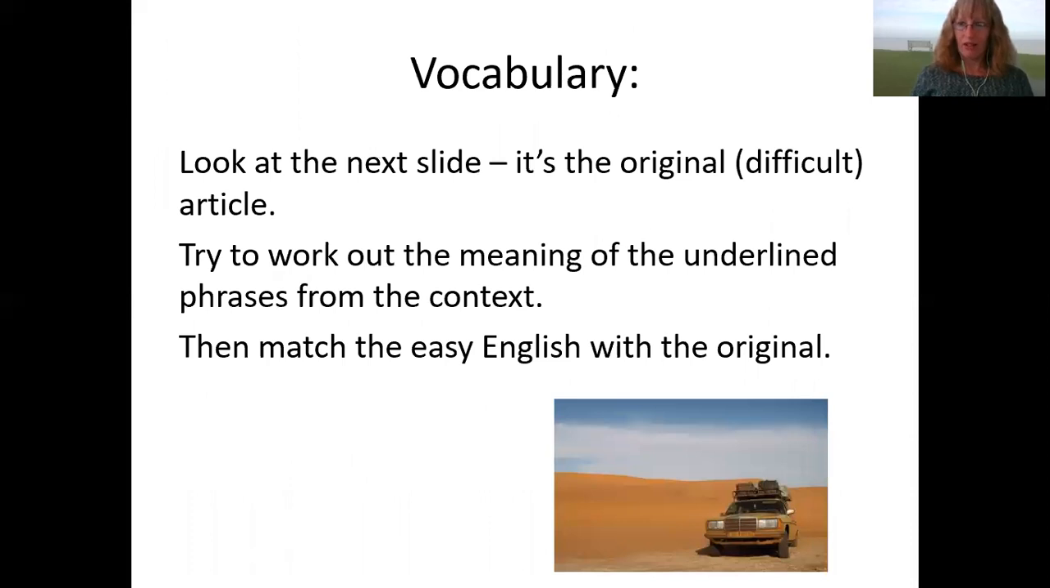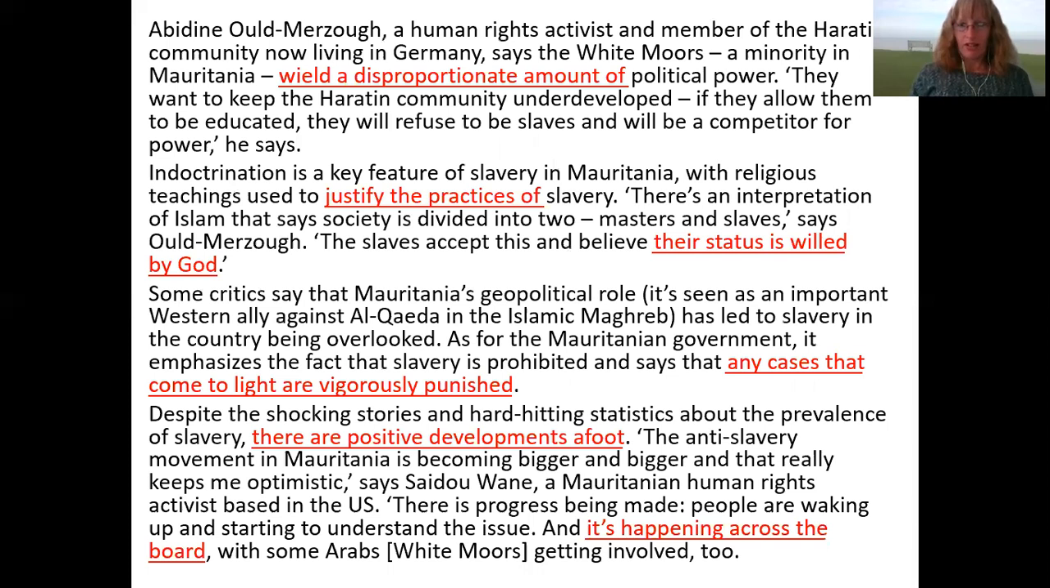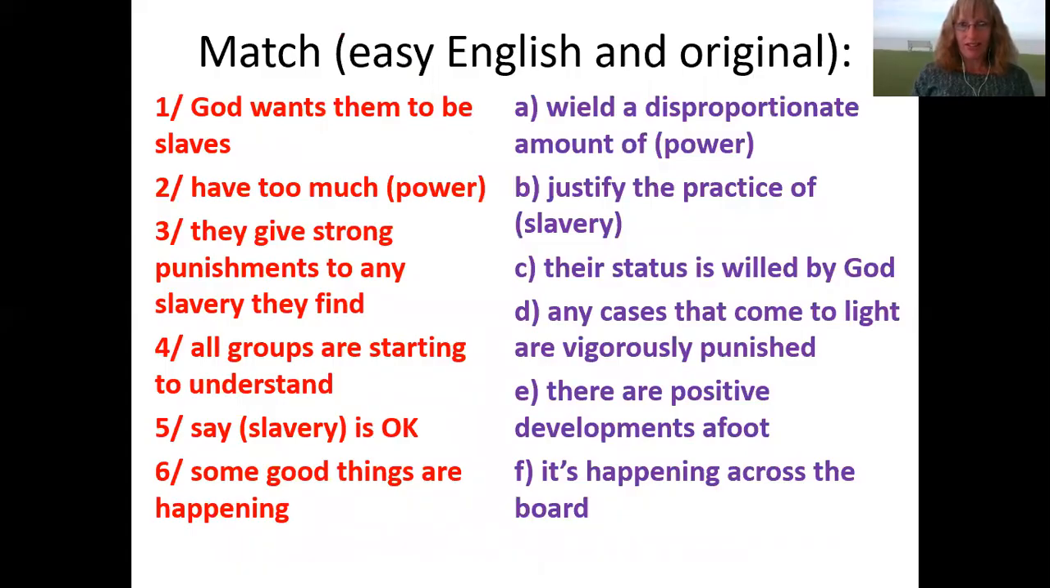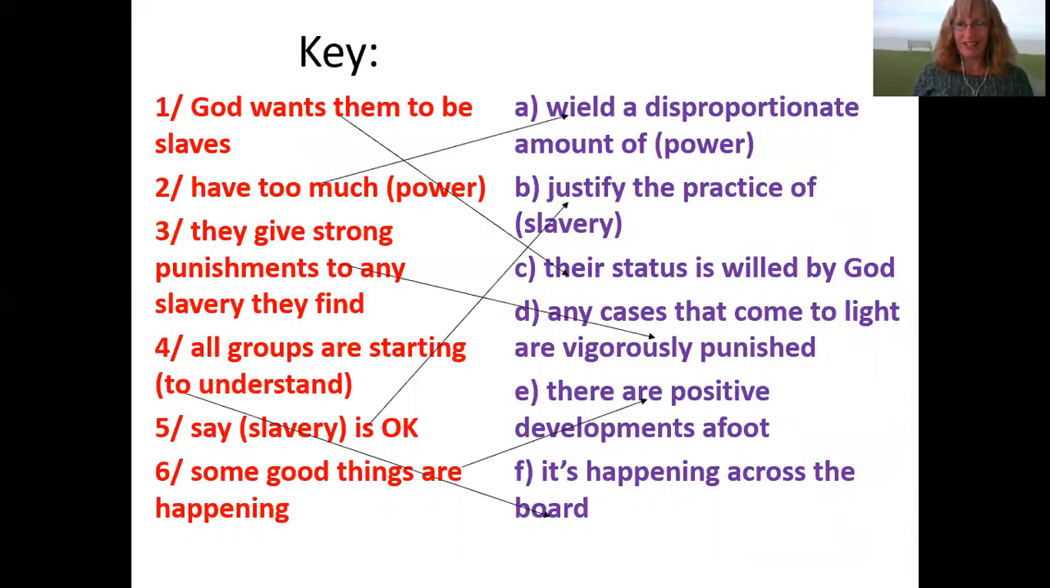Okay, we're going to look at some of the vocabulary now. Look at the phrases in red. These are in the original New Internationalist version. What do you think they mean? Can you work out the meanings from the context? Pause to look. And now I want you to match those phrases, which are purple on the right, with the easier English simplified definition on the left in red. Can you match? And pause. Here's the key. Did you match them like that? Much simpler English in the red version.